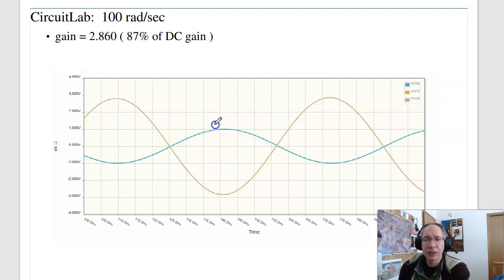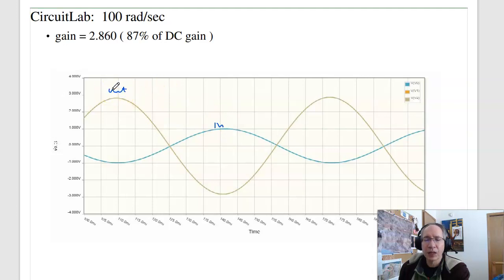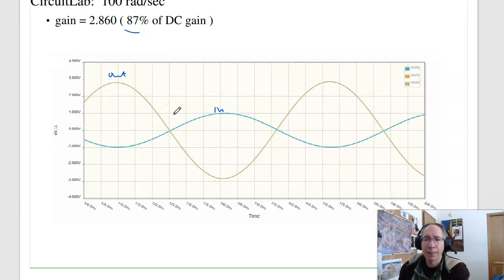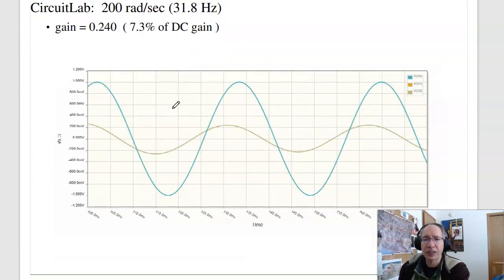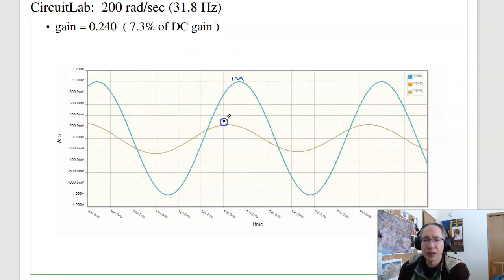So if this is your input, here's your output. I can calculate the gain. The gain is 2.86. Relative to DC, that is 87% of my DC gain. If I go to 200 radians per second, here's your input, here's your output. Gain is 0.24, or 7% of my DC gain. That doesn't quite meet my requirements.